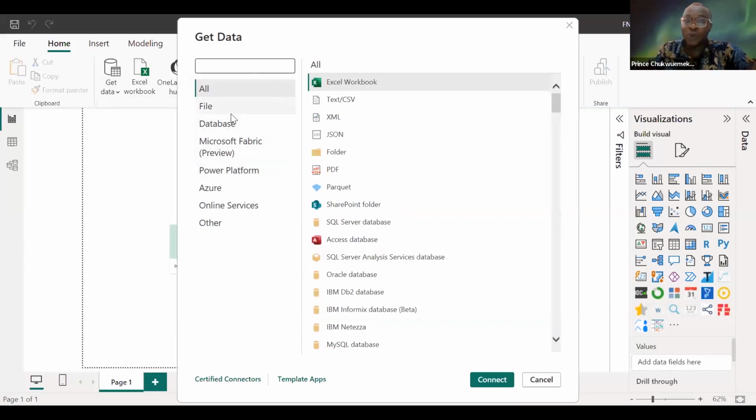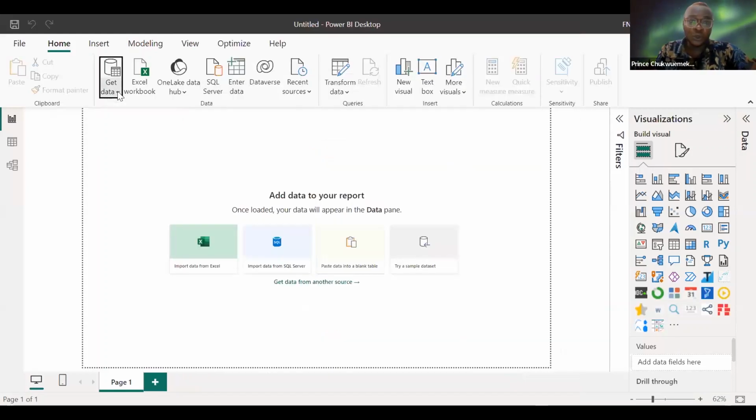That is one thing that makes Power BI way ahead of other visualization tools in the market: it has a lot of connectivity, a lot of places. Anywhere you can think of, Google Sheets, anywhere, you can just connect to it using Power BI. So to connect to any source, you always want to go to Get Data.